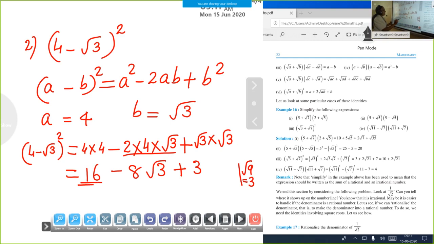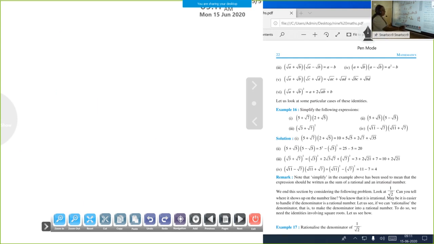Again, add all numbers there, 16 plus 3. The sign of 16 is plus and the sign of 3 is also plus. So we can add 16 plus 3 is what? 16 plus 3 is 19 minus 8 root 3. So this is our final answer. The 4 minus root 3 the whole square, the answer become 19 minus 8 root 3. Okay, then next one.